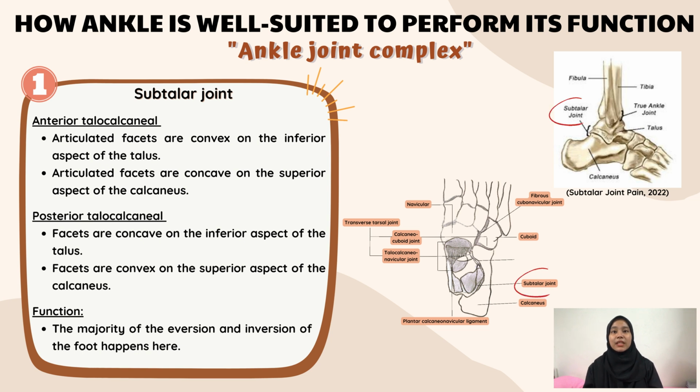Firstly, in the subtalar joint, the anterior talocalcaneal joint has two similarly articulating facets that are convex on the inferior aspect of the talus and concave on the superior aspect of the calcaneus, while the posterior talocalcaneal joint has facets that are concave on the inferior aspect of the talus and convex on the superior aspect of the calcaneus. While other motion is allowed at this joint due to its structure, the majority of the eversion and inversion of the foot happens here.